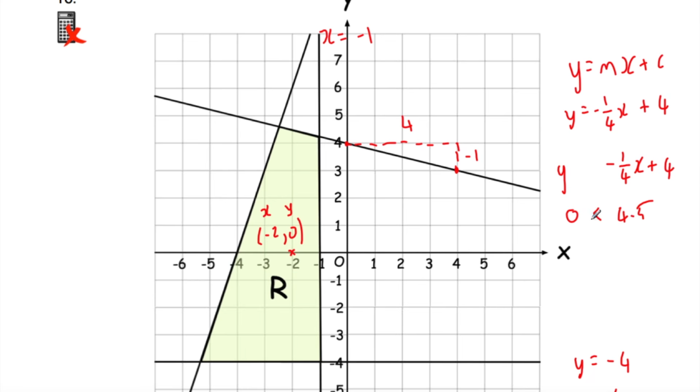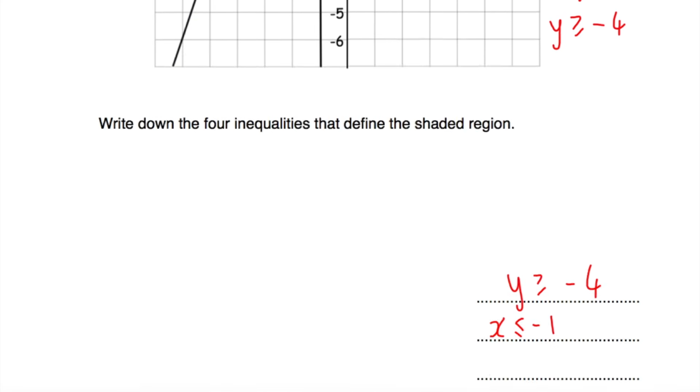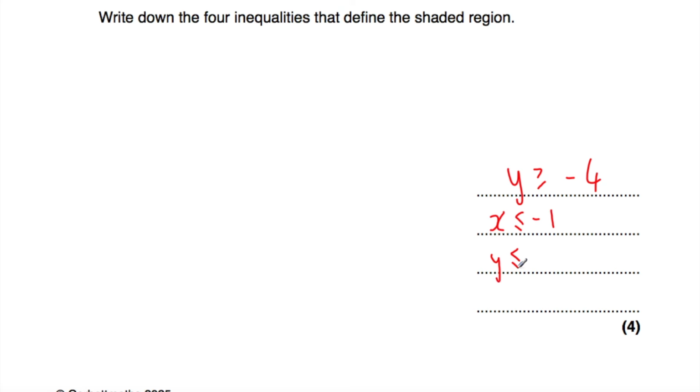So that means that we want the inequality symbol to go that way around. So it's going to be that y is less than or equal to -1/4 x plus 4. So let's write that down. The y is less than or equal to -1/4 x plus 4.